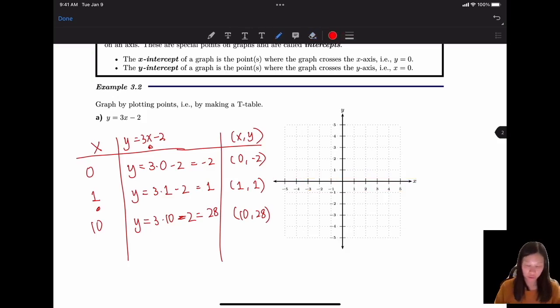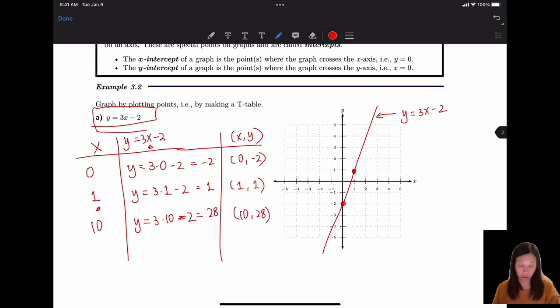So, okay, after we've done this, we need to label the points. Let's do the first one: 0 and negative 2, which is on the y-axis. The second point is 1 and 1, which is here. Now, these 2 points are on the line of this equation, y equals 3x minus 2. So when we connect these, this straight line is going to be the graph of our linear equation.